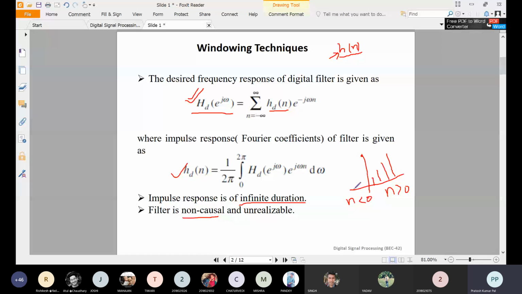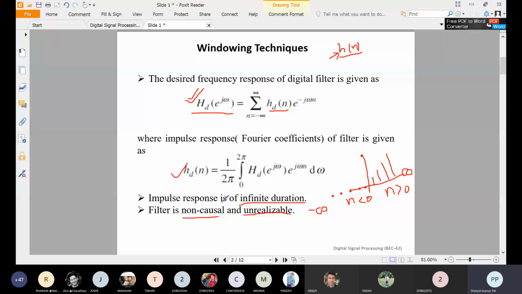Okay, so if all the negative n's have 0 value, it will be a causal system. But if h(n) is defined for all the sample ranges from minus infinity to infinity, then it is not a causal system. If it is not a causal system, it will not be a stable system, so it cannot be realized. To realize a function, the function should be causal and stable. So we have to make this function causal and stable.